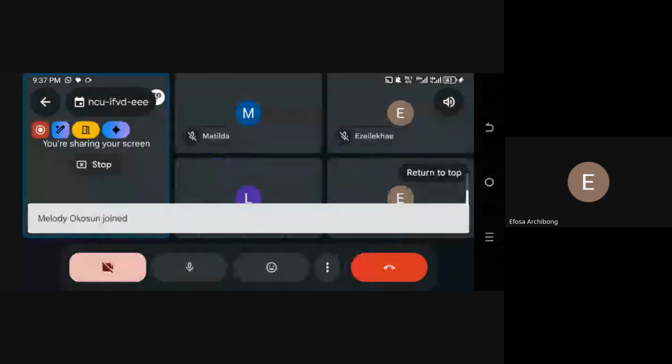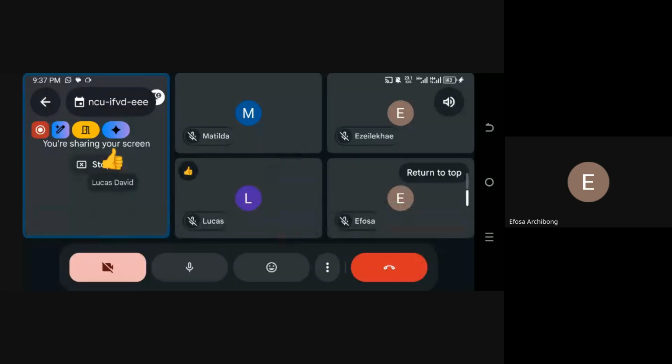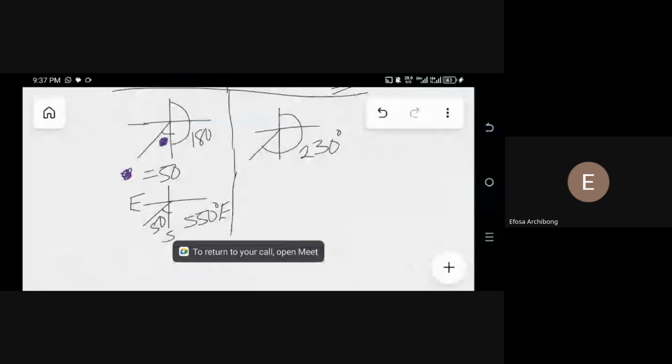Does everybody understand this? Okay, Lucas said he understands. Matilda, do you understand this? Okay, Matilda says he understands. Efosa says he understands. So I think we are safe to now come to your turn.